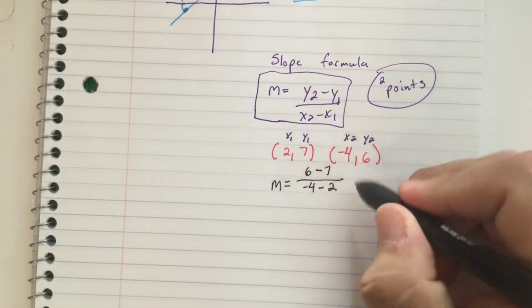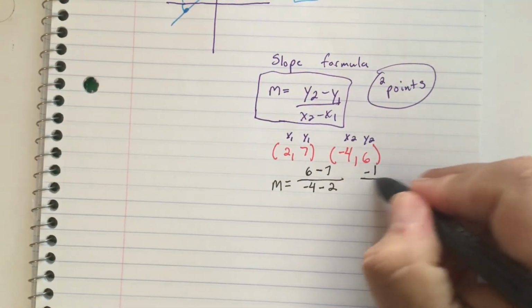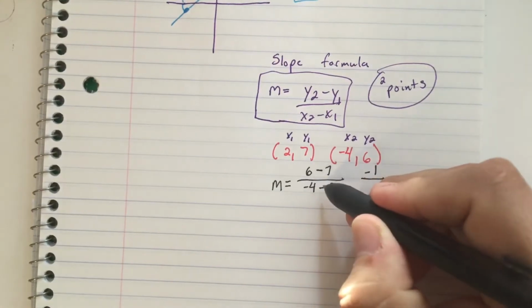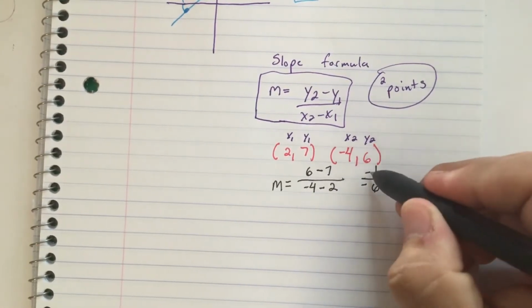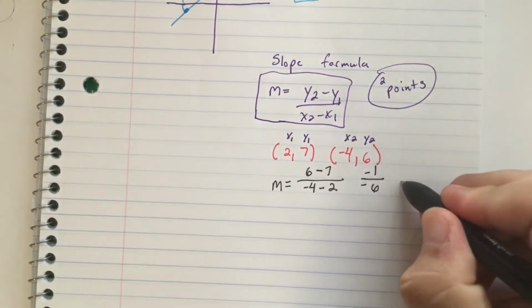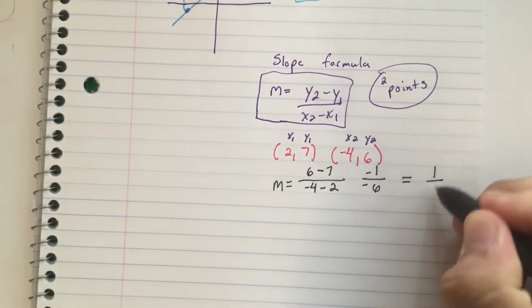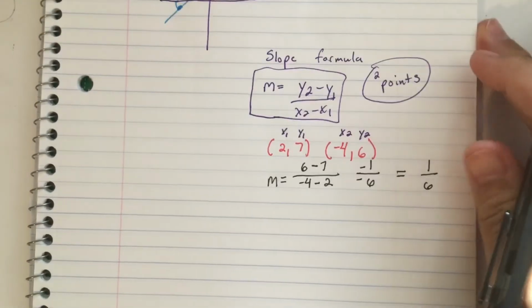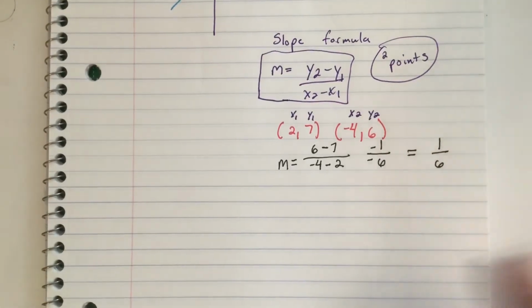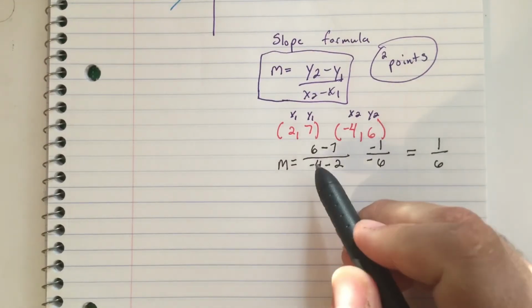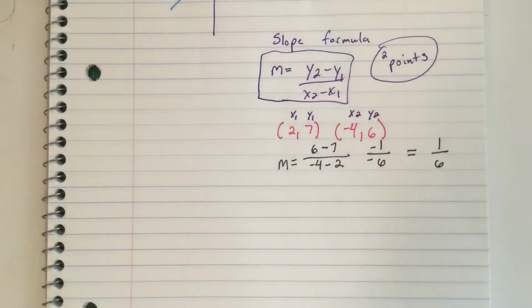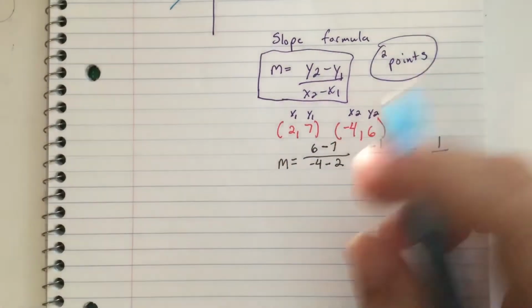So 6 minus 7 is negative 1. Negative 4 minus 2 is negative 6. Negative over a negative is a positive, so my slope would be 1 over 6. Notice how I set it up: y2 minus y1 over x2 minus x1. That's the way you should set it up. Make sure. Let me do another example.